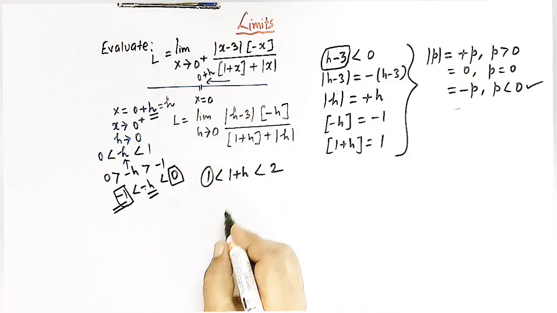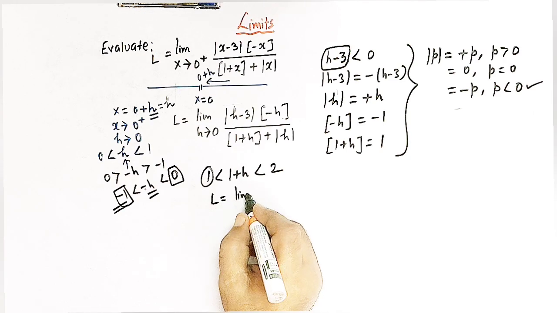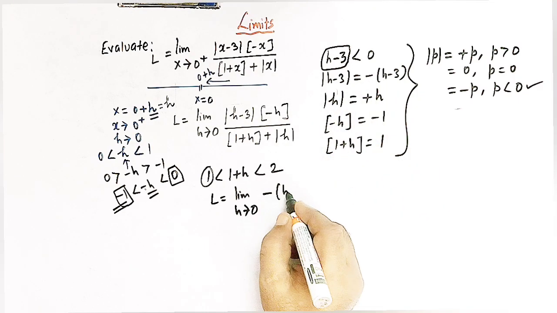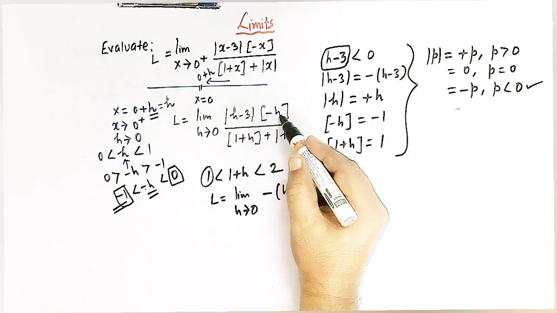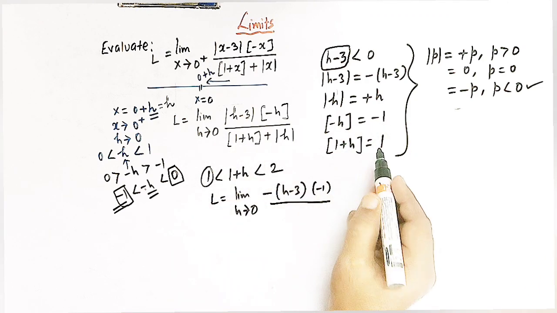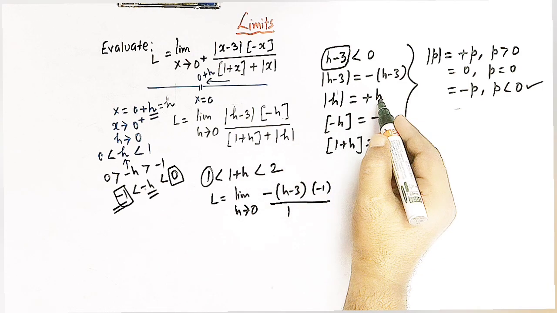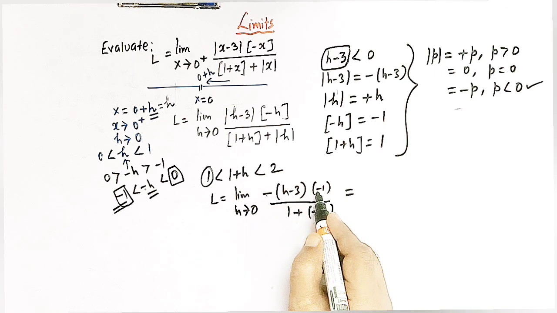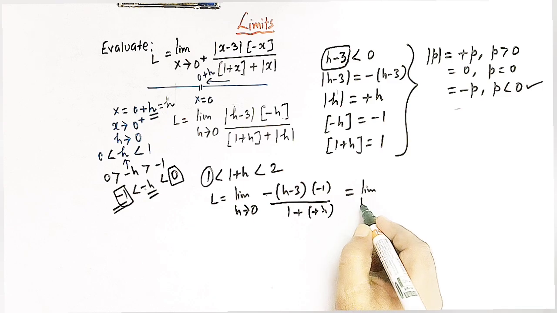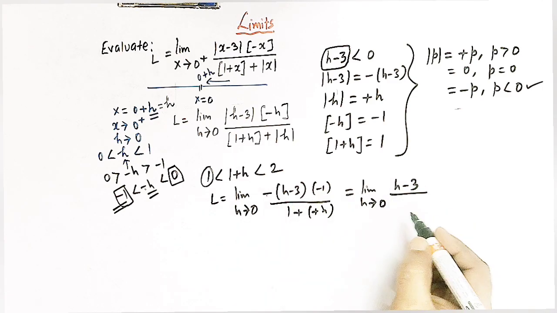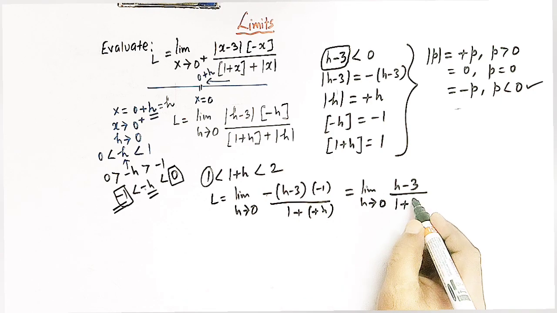expressions over here, the limit L is now given by limit h tends to 0. Mod of h minus 3 is the negative of h minus 3, and then greatest integer of minus h is minus 1, and here greatest integer of 1 plus h is 1, and mod of h is positive h. So now this negative and this negative, when multiplied, it becomes positive. So we have limit h tends to 0, and we have simply h minus 3, and here we have in the denominator 1 plus h.